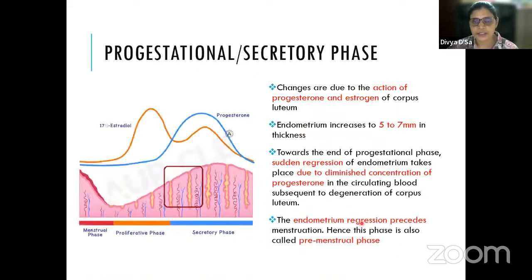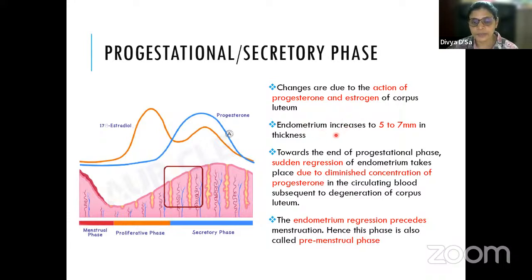The next phase is the progestational or secretory phase. This is after the ovulation. Here, basically the changes are due to the progesterone and estrogen of the corpus luteum. The corpus luteum will have the granulosa cells, which are also known as luteal cells. These luteal cells secrete the progesterone, whereas the thecal cells will be secreting the estrogens. So this is from the corpus luteum.